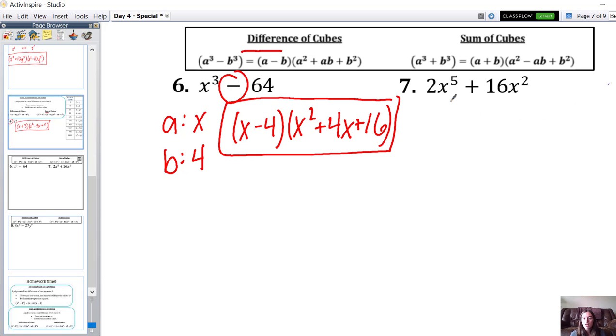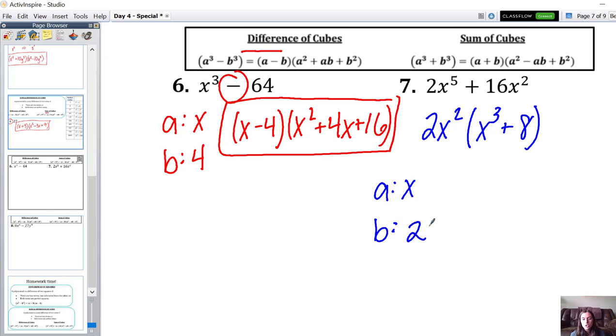In number 7, I need to take out the GCF first, because these two terms are not perfect cubes. So when I take out my GCF, I can take out a 2 and an x squared. So we've got 2x squared on the outside. Then when we divide, we're left with x cubed plus 8. Now what's inside the parentheses, those are perfect cubes. So I'm going to keep this 2x squared on the outside. I'm going to figure out my a and b based on those perfect cubes. a, the cubed root of x cubed, is x. b, the cubed root of 8, is 2.